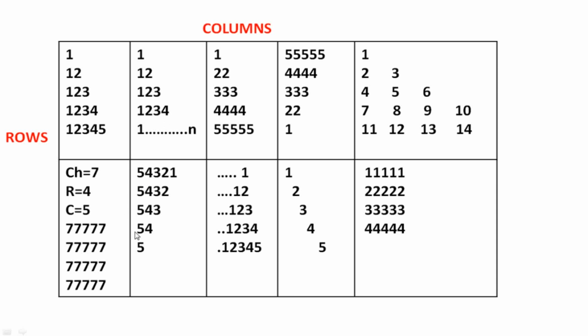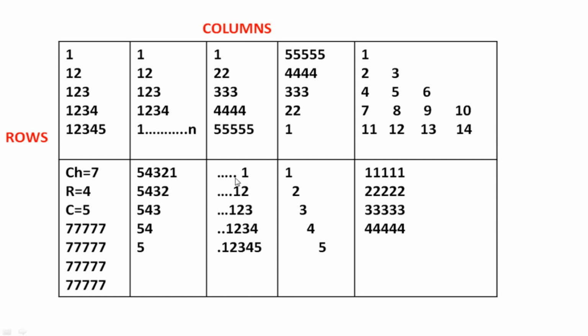Now this one is a little different. This is an inverse right angle triangle. You were counting here 1, 1 2, 1 2 3, but here it is 5 4 3 2 1, then again starting from 5 4 3 2, then 5 4 3. So your starting value 5 is constant, and then it is reducing by 1.